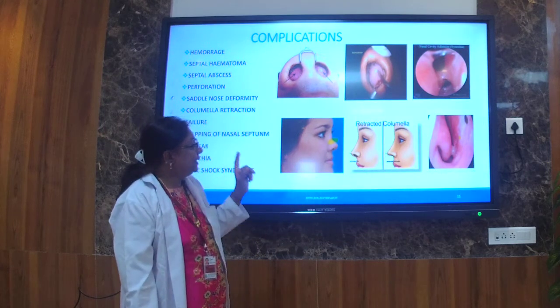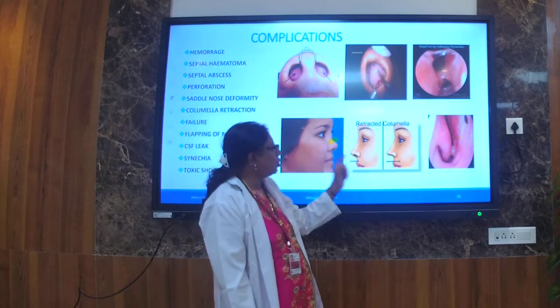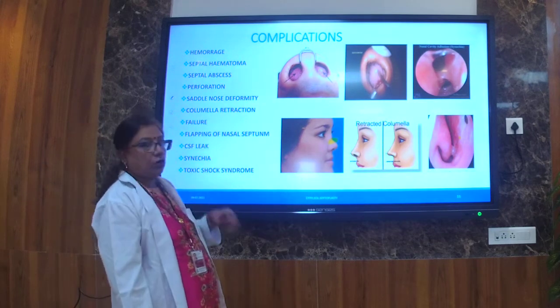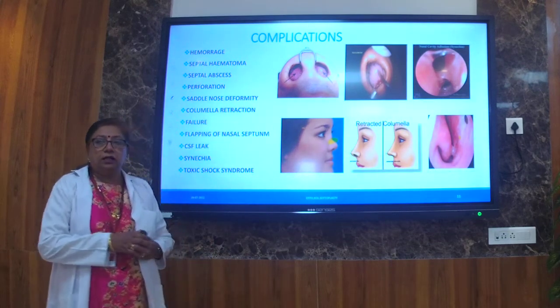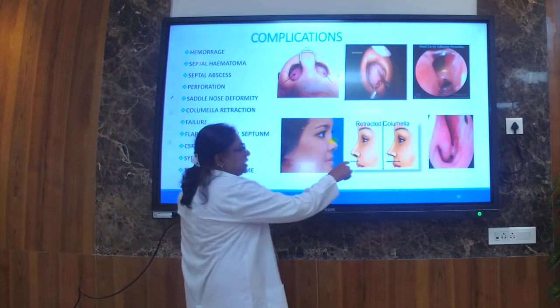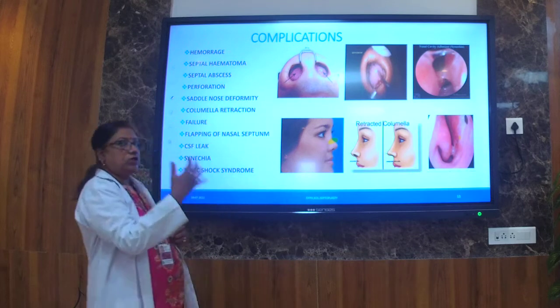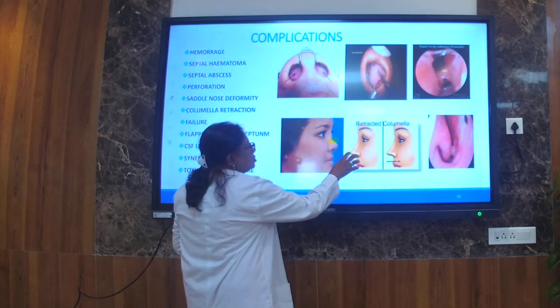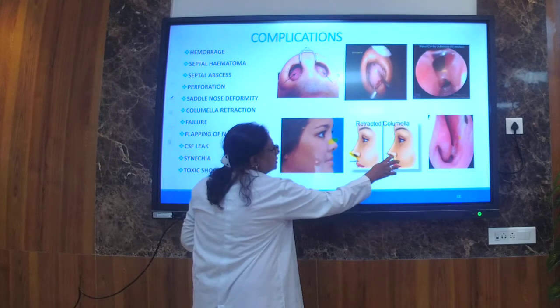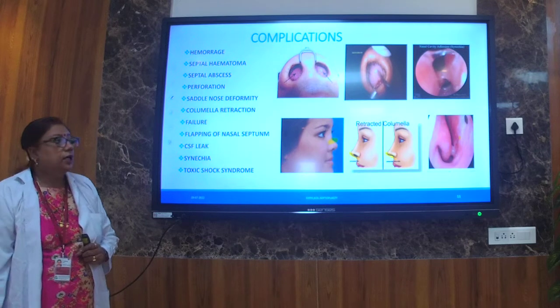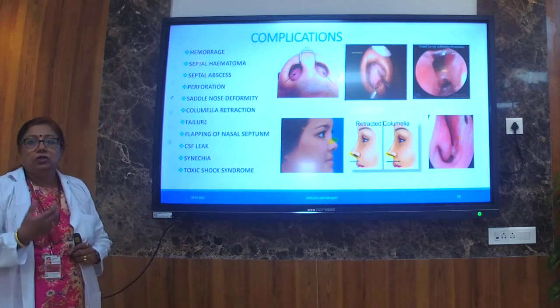Now, the next complication is retracted columella. What happens is, we take the incision in the caudal region for a caudal dislocation. At that time, excess of the columella bone is removed and then you get a retracted columella. Can you see over here? See, this is this region. This should be avoided. Excess removal should be avoided.